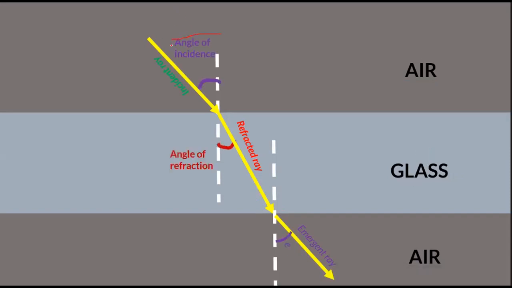This is the angle of incidence, and this is the angle of refraction, and the angle of emergence. So we can see here, just by seeing, that the angle of incidence is equal to the angle of emergence, but the angle of refraction is smaller than both.